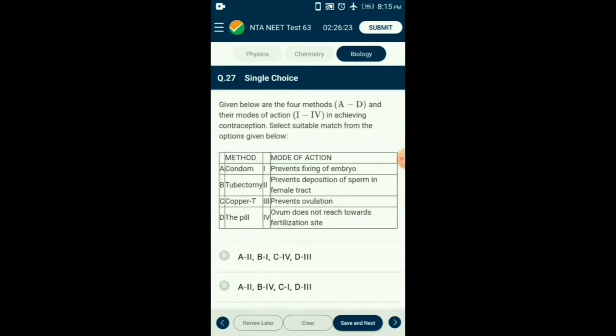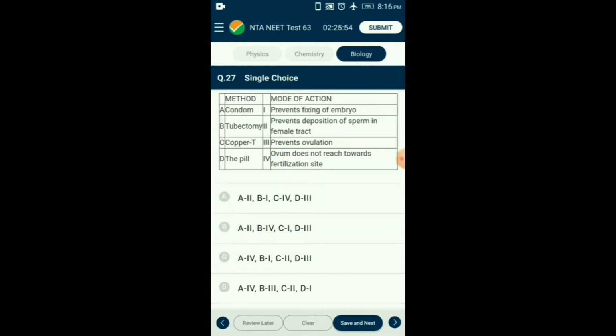Question number 27. Given below are the 4 methods, from A to D, and their modes of action, 1 to 4, in achieving contraception. Select the suitable match from the options given below. Condom is a rubber sheath which prevents pregnancy by acting as a barrier, preventing semen from entering the vagina.